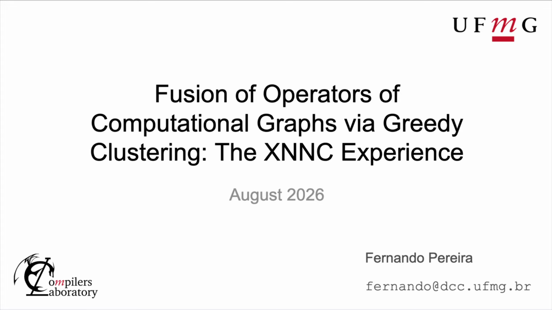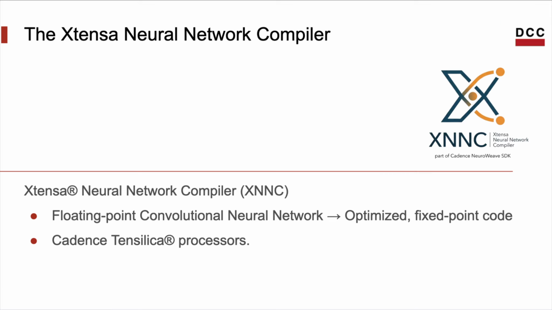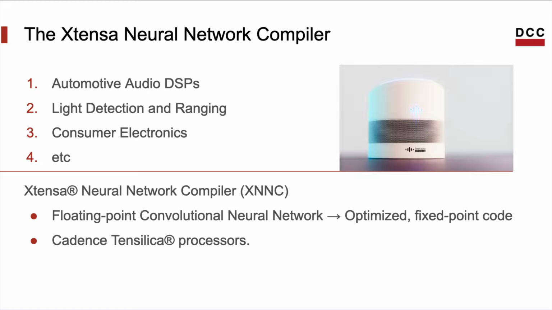Now I will talk about kernel fusion, which is an optimization that we've implemented for the XNNC compiler, and then I will tell this story. So XNNC stands for Xtensa Neural Network Compiler. It's a software tool created by Cadence Design Systems. It translates AI models into optimized machine level code for Tensilica Xtensa processors.